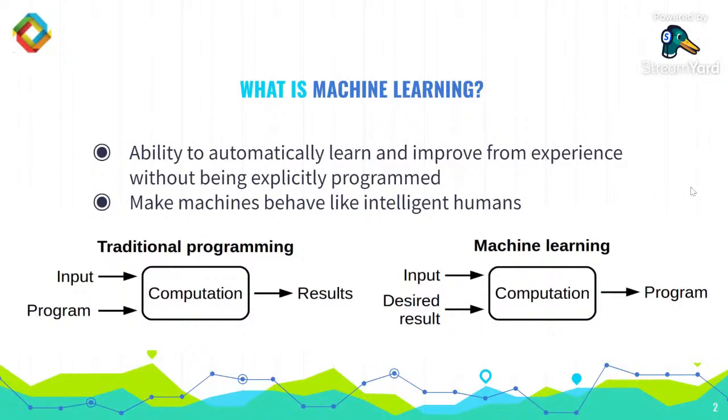In traditional programming, we give the computer the input and we write a program, and then the computer produces the result. Remember that the humans are writing the program. In machine learning, we give the computer inputs, and we also give it the desired outputs, and after that the machine somehow magically generates the program. So in traditional programming, we humans write the program, and in machine learning, the computer is writing the program using some magic.